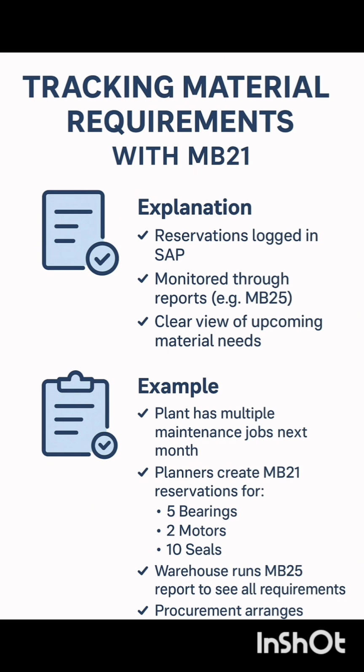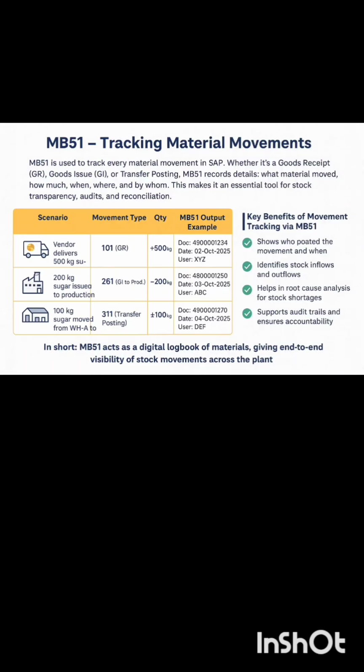Ever wondered where your stock goes? With MB51 in SAP, you can track every single material movement across your plant. Whether it's a goods receipt from a supplier, a goods issue to production, or even a transfer between warehouses, MB51 captures all the details: what material moved, how much, when, where, and by whom.